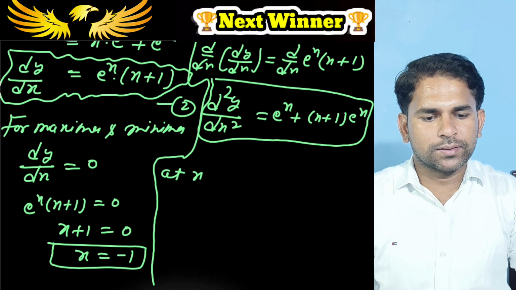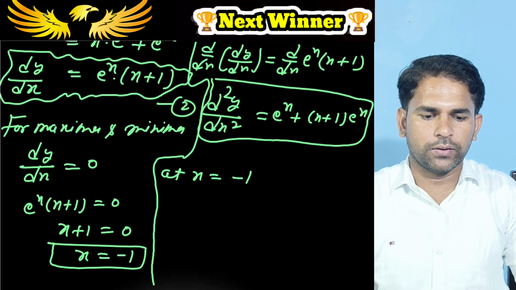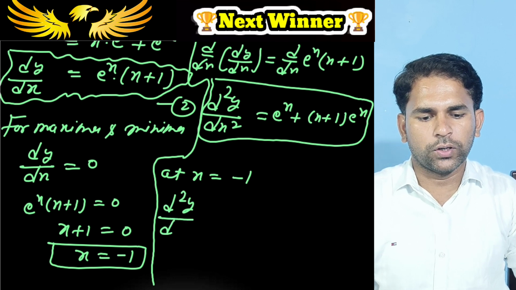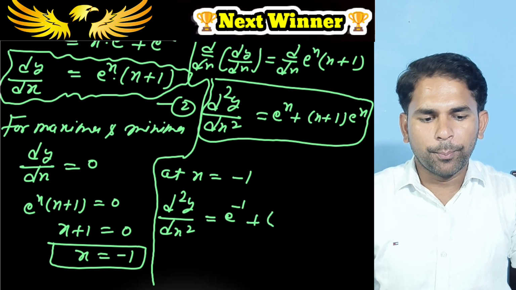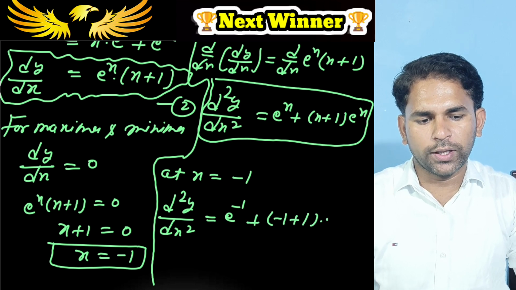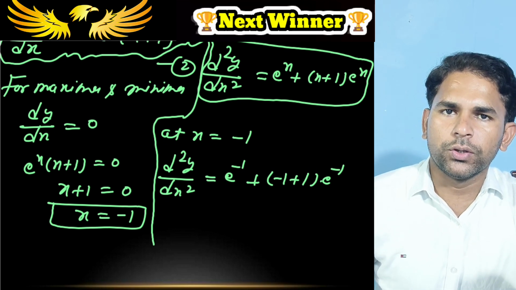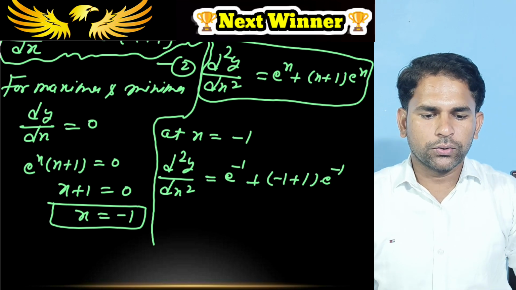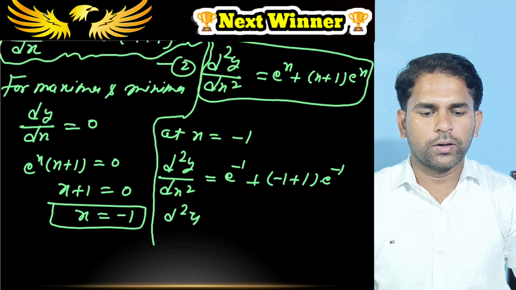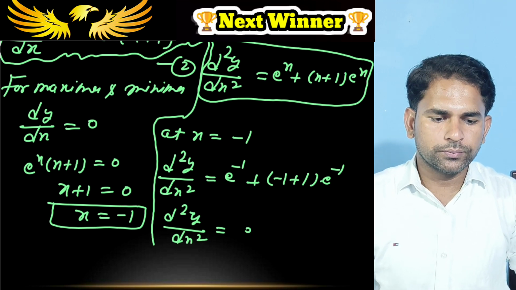So at x = -1, we are going to check the sign. We can write d²y/dx² = e^(-1) + (-1 + 1) × e^(-1). So -1 plus 1 gives 0, and 0 multiplied by e^(-1) means 0. No issues. So we can write d²y/dx² = e^(-1).